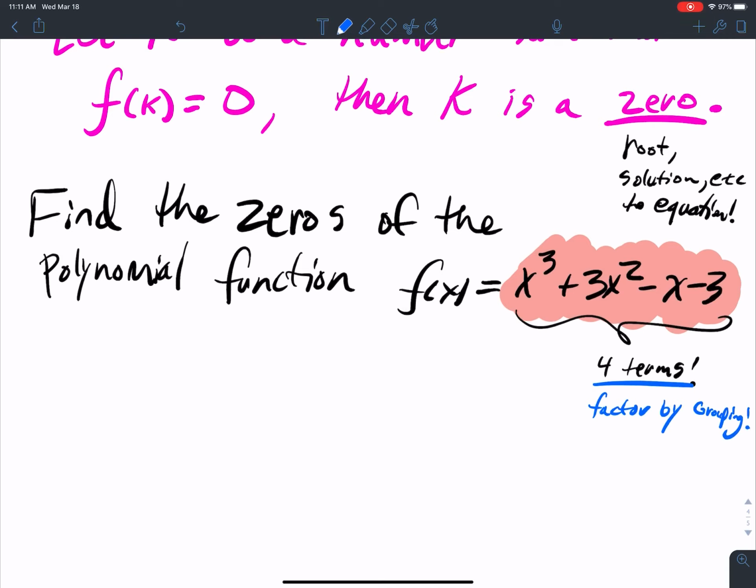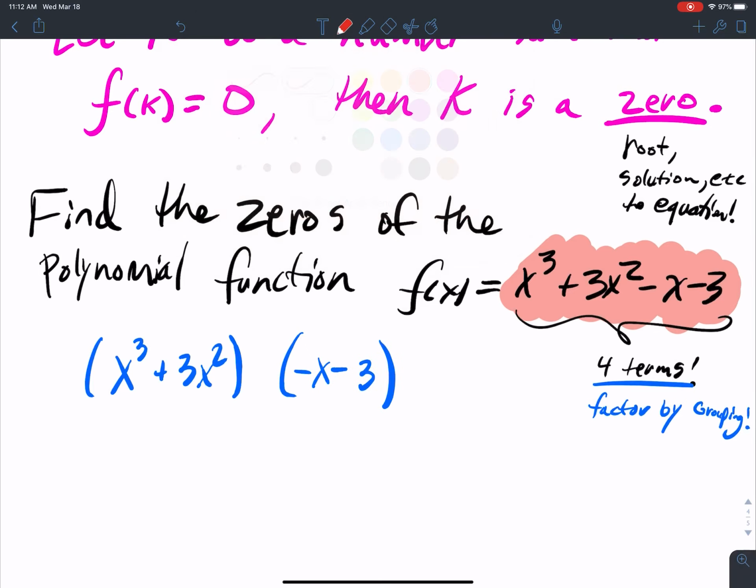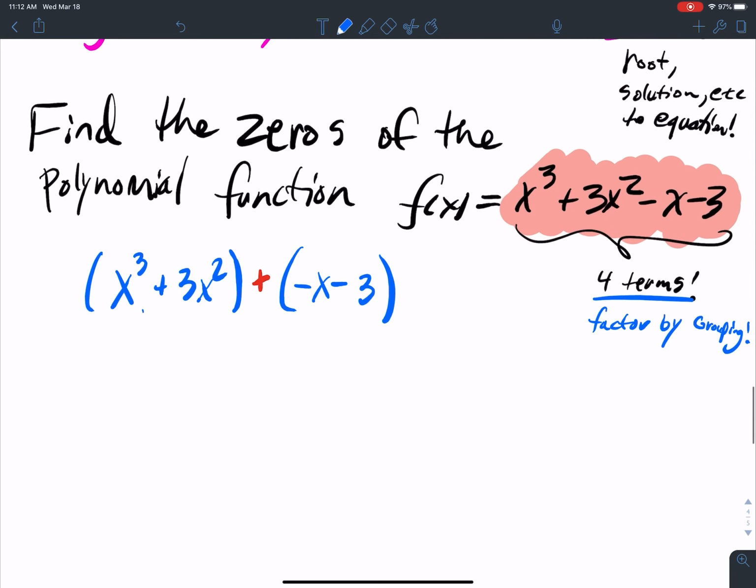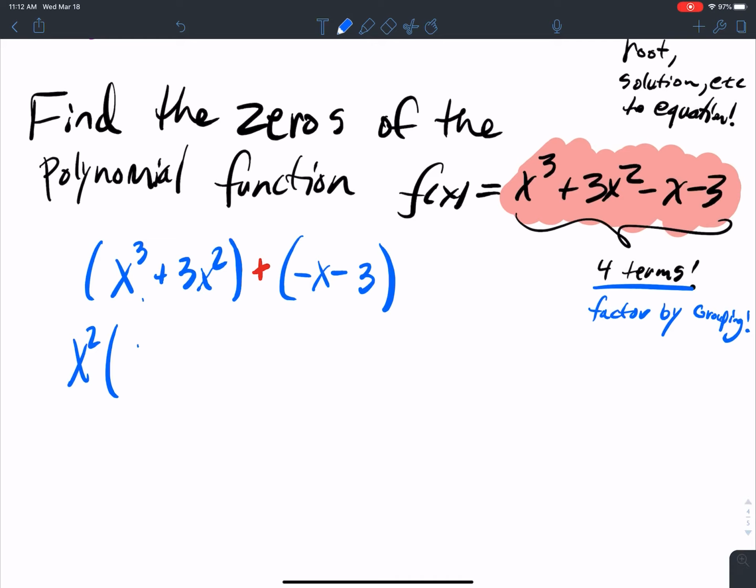Does this always work? No, but it's a good place to start. Okay, factor by grouping. Group the first 2. Group the second 2. And what has to be in the middle? Make sure you have your plus sign in the middle. Okay? Now, when I look at this, my first group, I can GCF, I can pull out an x squared. I have x plus 3 left inside.